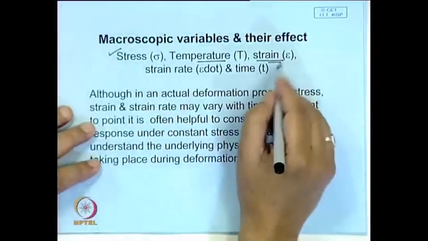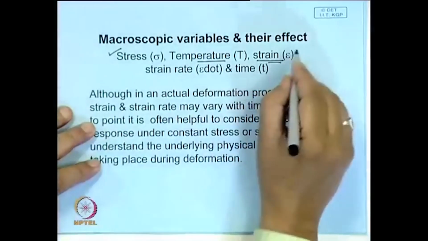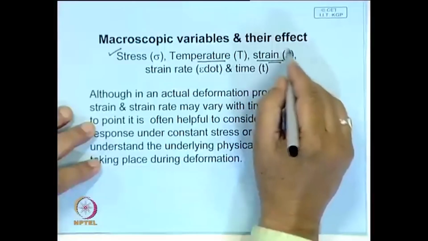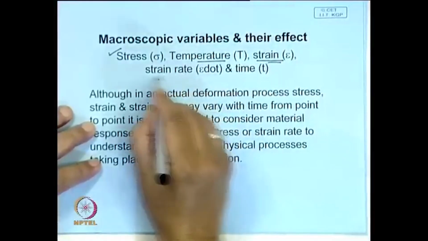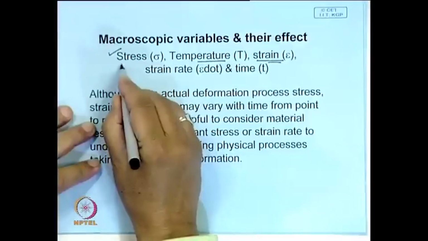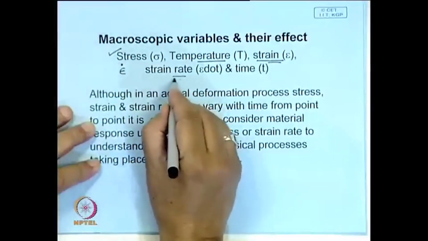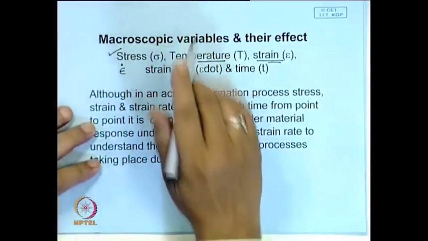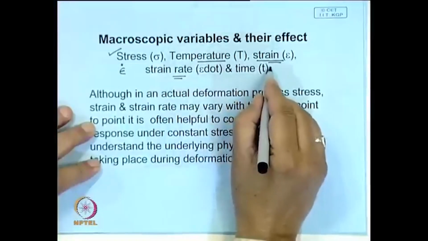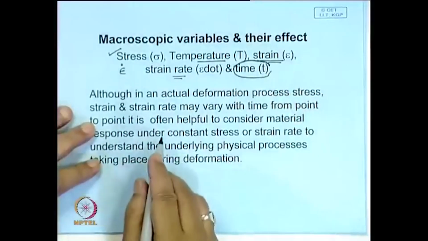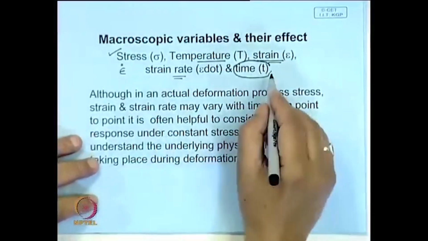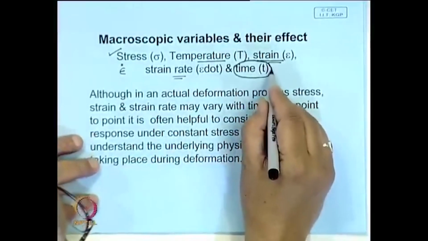At every stage, say suppose rolling is done in several stages, and in each pass how much strain you will give, you can control. You can control the strain rate, the rate at which the deformation will be given, the rate at which you apply the load. And obviously time is possibly also a variable: how much time you spend. So, this time is also important.